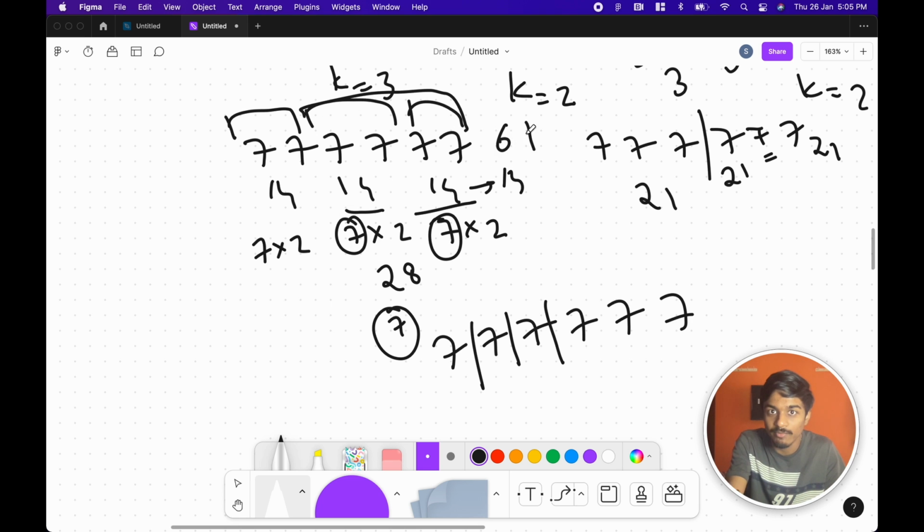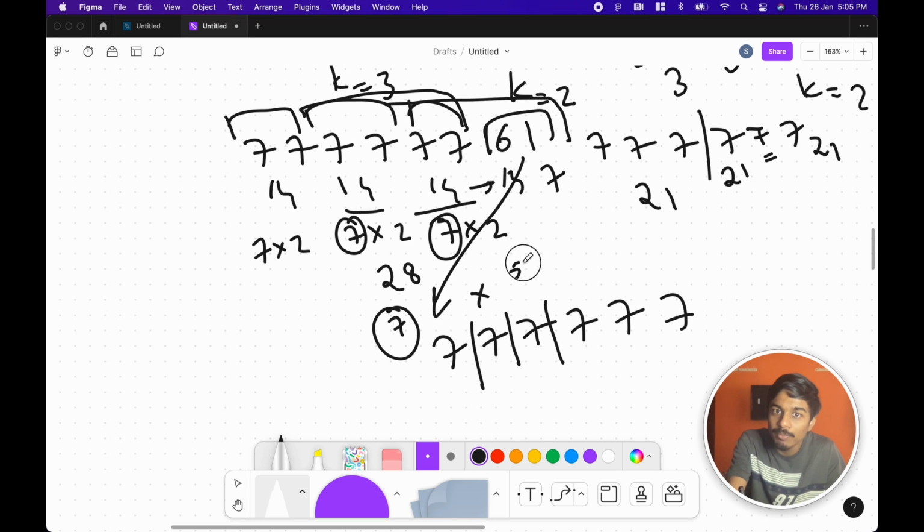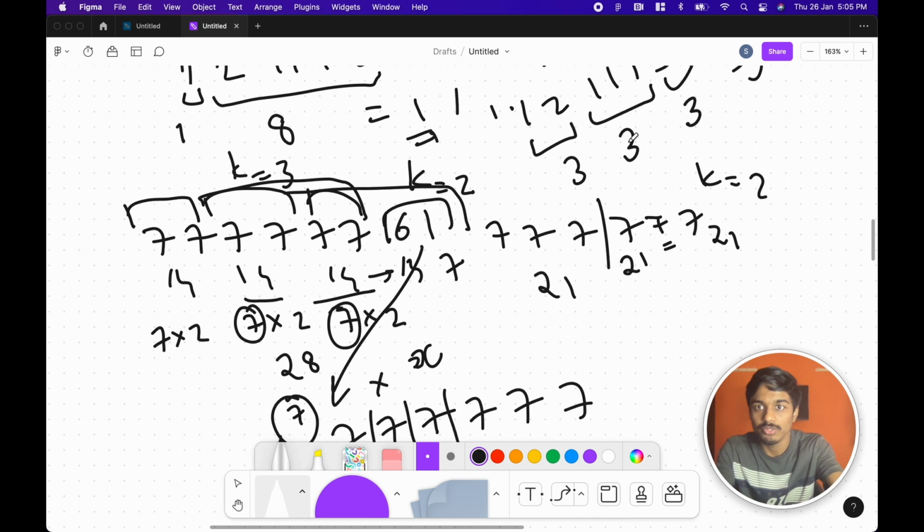So suppose 6 and 1 comes, 6 plus 1 is 7. If I combine this also, the 7 factor still remains. Only the multiple x will be scaled, but the common factor still remains. So that's what I'm trying to say here.